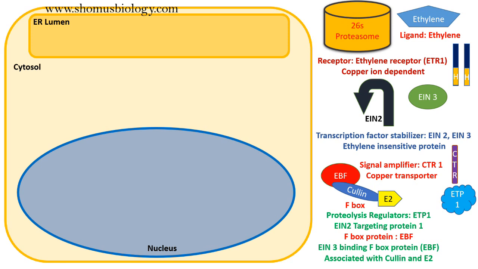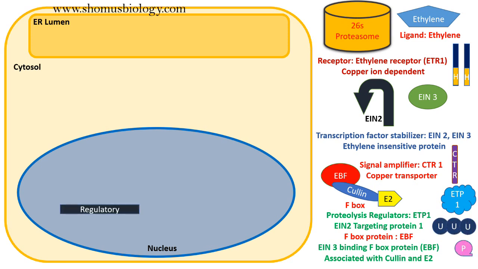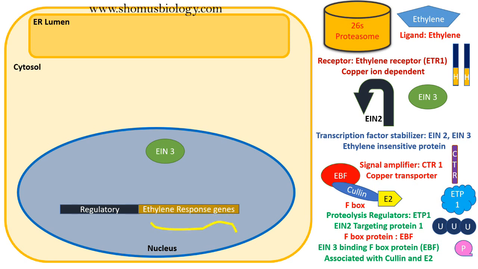So let's see what happens. Normally, what we know is that in the nucleus we have regulatory regions and the ethylene response genes. There are regulatory regions of the ethylene response genes upstream of the ethylene response genes. In normal situations, EIN3 acts as a transcription factor and causes the transcription of ethylene response genes into mRNA, which is then transported into the cytosol and translated into the protein products required.